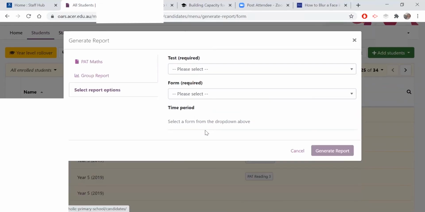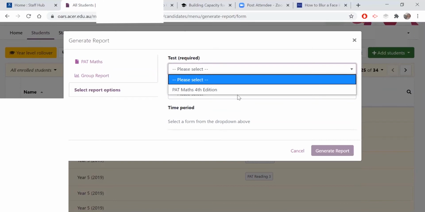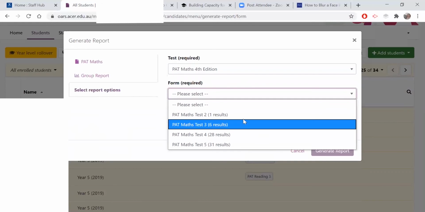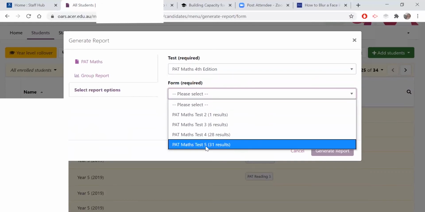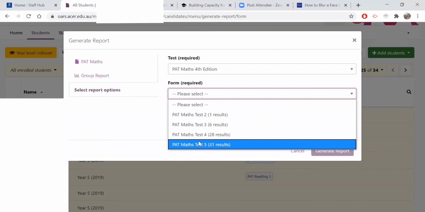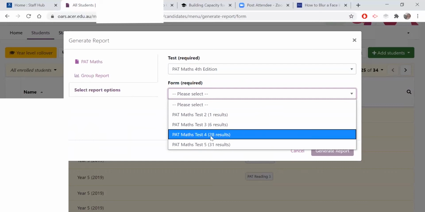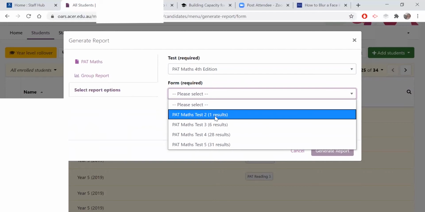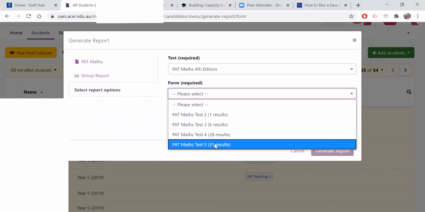So I'm going to click on group report, and I'd like the group, they did it 4th edition, and you'll notice that they did different tests. 31 did test 5, 28 did test 4. Now I've got 34 students, so I'm assuming that this lot did it last year, and then they did test 4 the year before. Because there's so few results here, I would suggest that these are the students that have really struggled and they've been given lower tests. Now we can look at those and we can compare them to these ones, but I'm going to look at test 5.